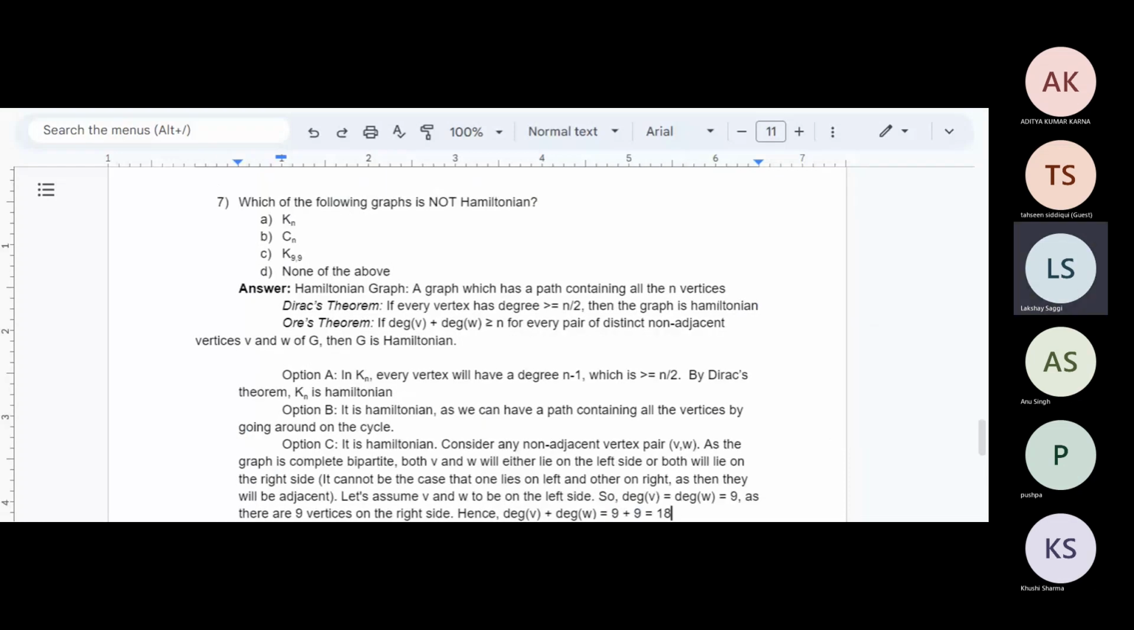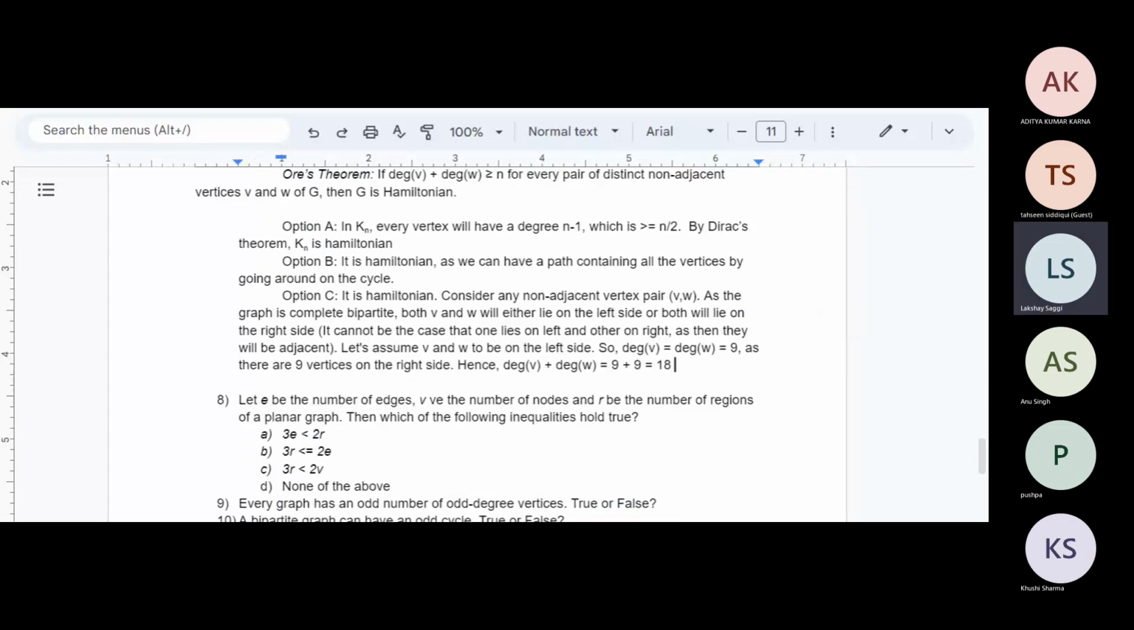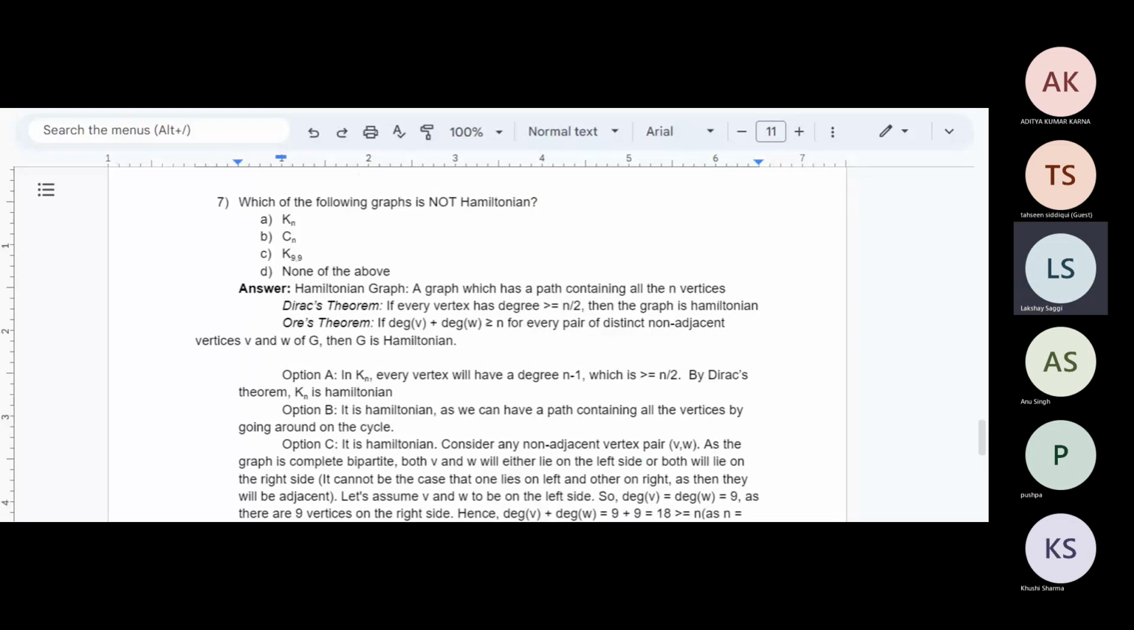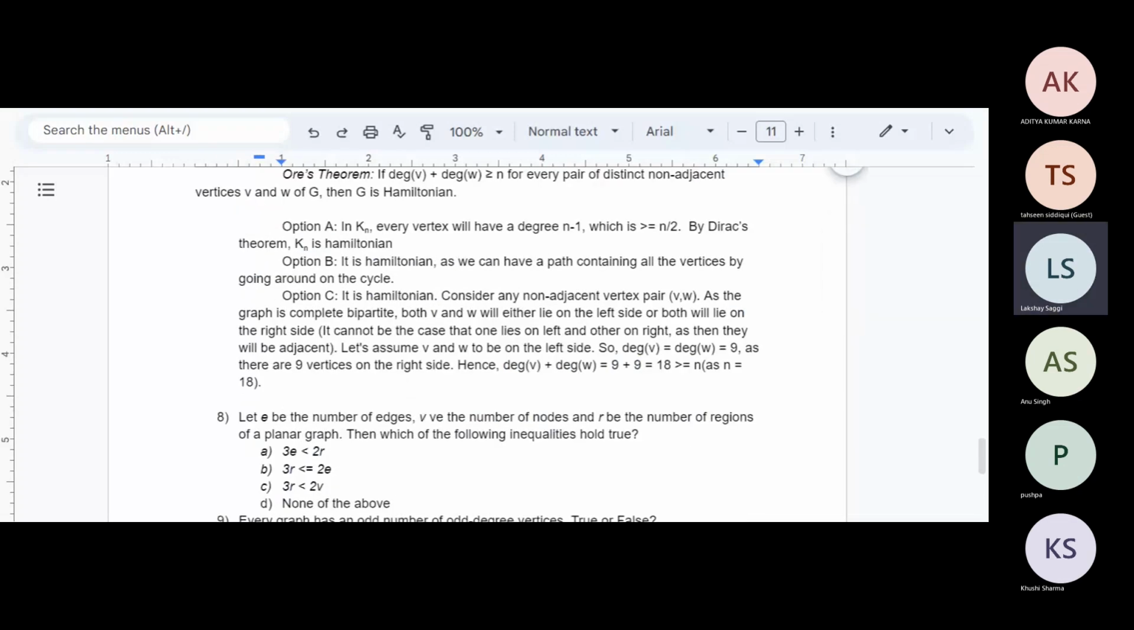And what we have is the total number of vertices. The left side contains 9 vertices, the right side also contains 9 vertices. So the total number of vertices is 18 also. So degree of V plus degree of W is greater than or equal to n, as n equals 18. So in K9,9 we know that the total number of vertices is 18. So we know that degree of V plus degree of W is greater than or equal to 18, which is then greater than or equal to n.